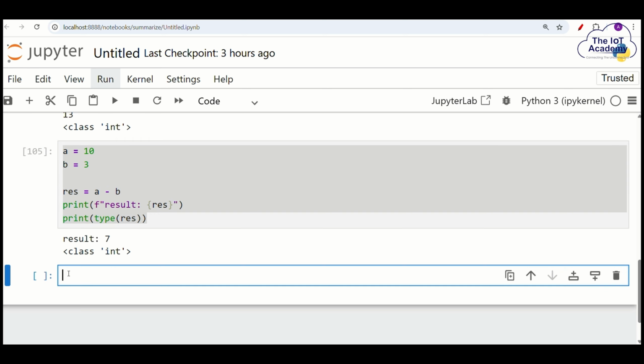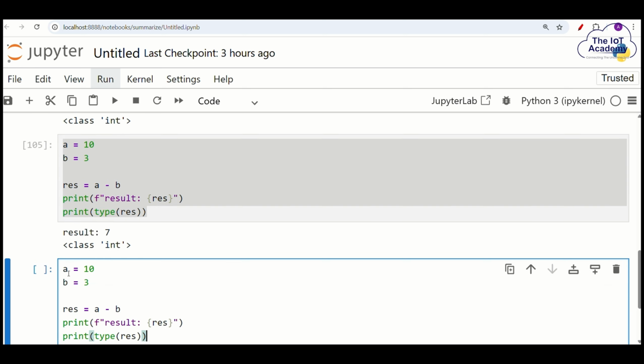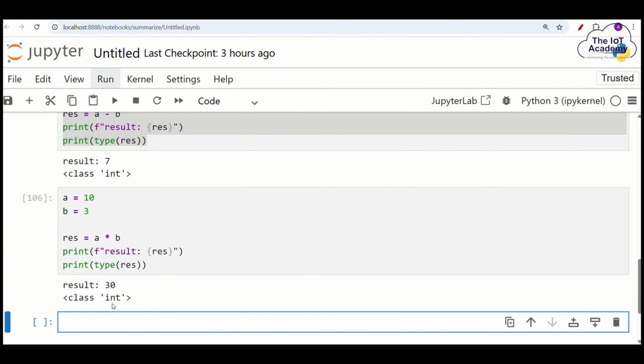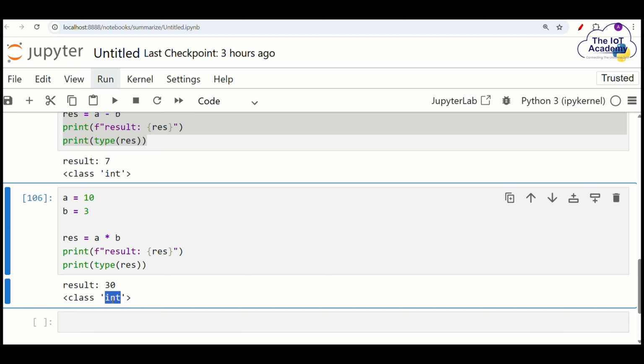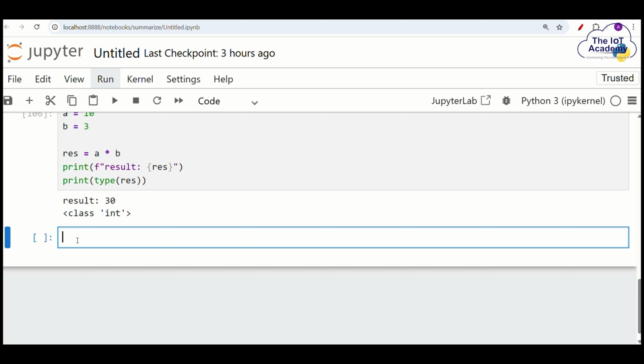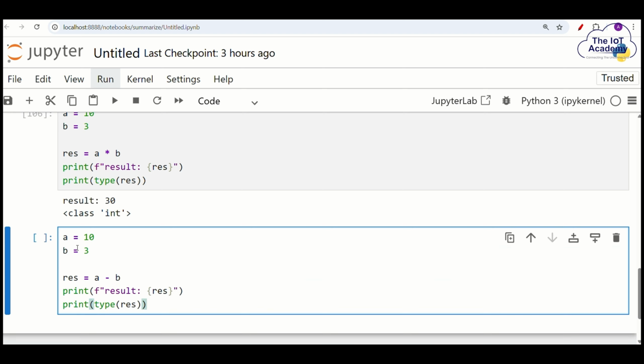Next one. What's the other operation? The other operation could be a multiplication, right? Okay. Multiplication. Now, if you say 10 times 3, the answer is 30. Again, it's an integer. You take an integer, multiply by an integer, you get an integer. All right? So far, so good. What if you do division? Okay, let's do division. So a divided by 3, that means 10 divided by 3.